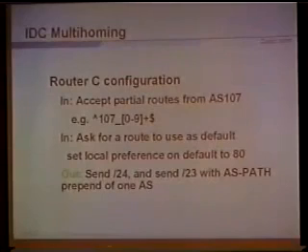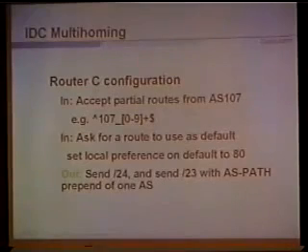Router C to the upstream, it's a bit different. We're going to accept partial routes from 107, as we did before, and ask for a default as well. And we set the local preference on the default to 80 to make it the backup. All right. Outbound, we send the 24 and send the 23 with an AS path prepend.